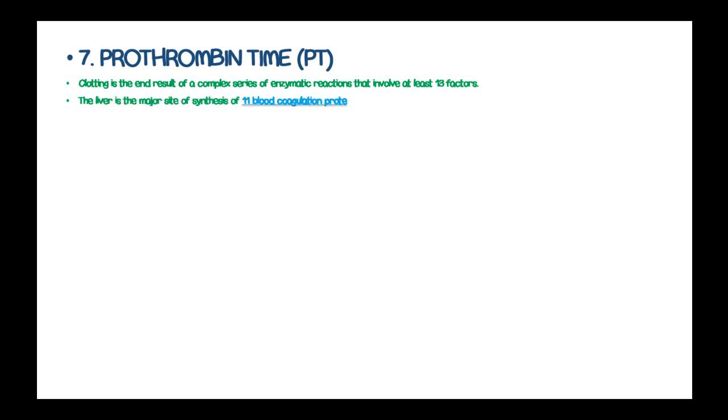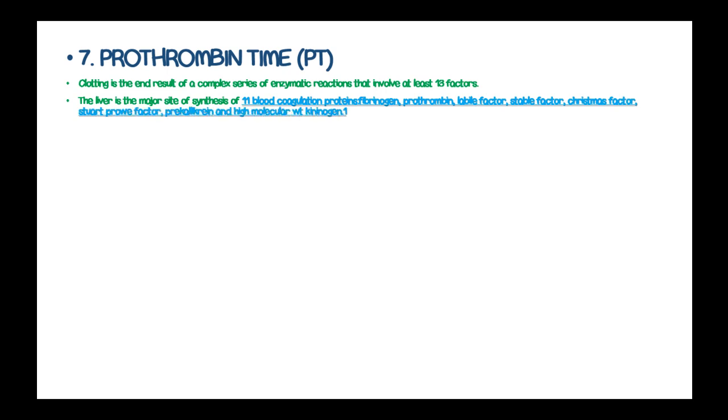We have prothrombin time, PT. Clotting is the end result of a complex series of enzymatic reactions that involve at least 13 factors. The liver is the major site of synthesis of 11 blood coagulation proteins known as fibrinogen, prothrombin, the labile factor, stable factor, Christmas factor, the Stuart-Prower factor, prekallikrein, and high molecular weight kininogen.